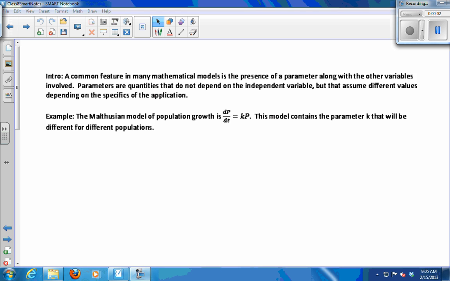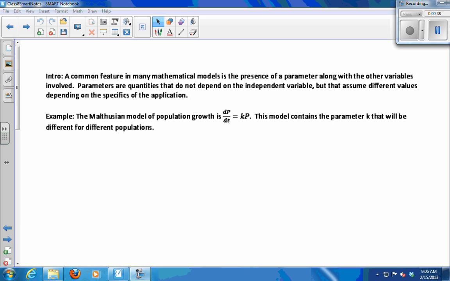So parameters don't depend on time, but they are things that can vary from situation to situation. For example, the first model we studied for population growth, the Malthusian model, dp/dt equals k times p. T is your independent variable, p is the variable that depends on t, and k is a parameter. It's just a constant that's going to be different for different populations. So we would expect k to be much larger for, say, a rabbit population than a human population.